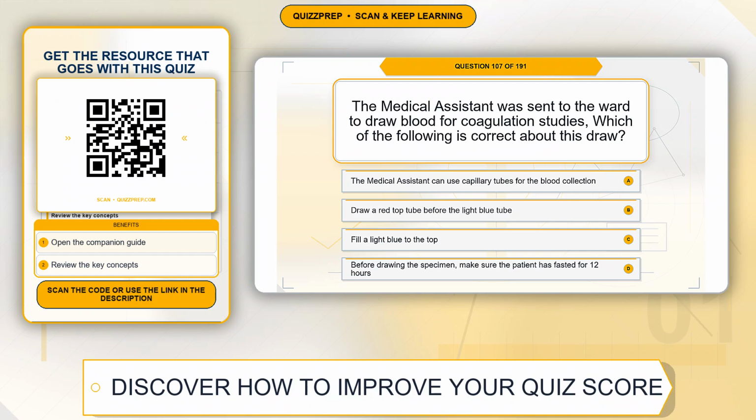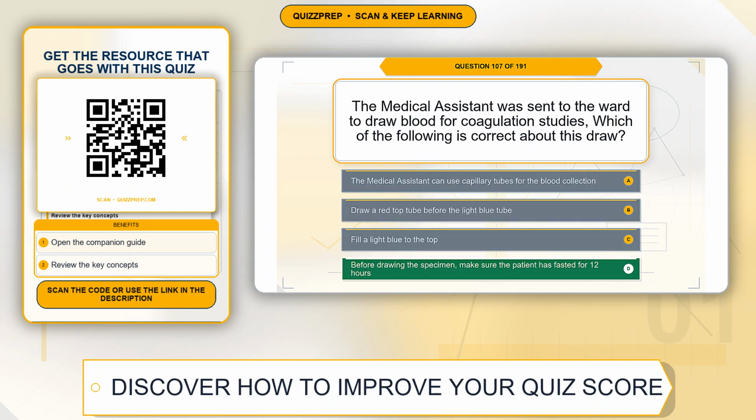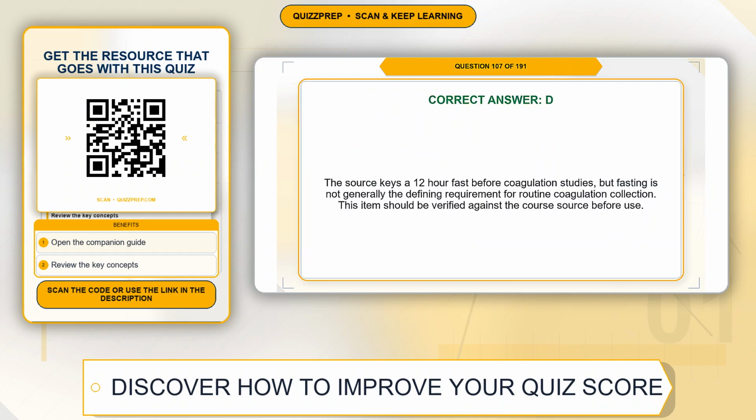Question 107. The medical assistant was sent to the ward to draw blood for coagulation studies. Which of the following is correct about this draw? Option A, the medical assistant can use capillary tubes for the blood collection. Option B, draw a red top tube before the light blue tube. Option C, fill a light blue to the top. Option D, before drawing the specimen, make sure the patient has fasted for 12 hours. The correct answer is option D. Explanation. The source keys a 12-hour fast before coagulation studies, but fasting is not generally the defining requirement for routine coagulation collection. This item should be verified against the course source before use.